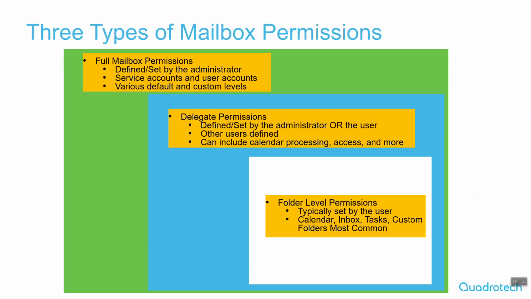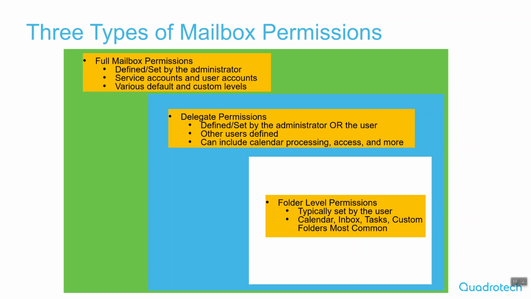We talk about the three types of mailbox permissions. They kind of intertwine and build on each other. If you imagine this green box is the entire mailbox inside Exchange, we then have different levels of permissions that are more granular inside of it. So for example, if somebody has full mailbox permissions, they have a lot of these access levels that are below. Delegates can be a little special.